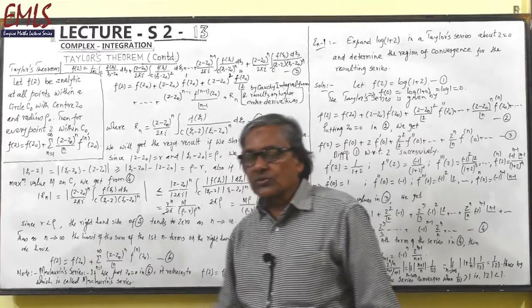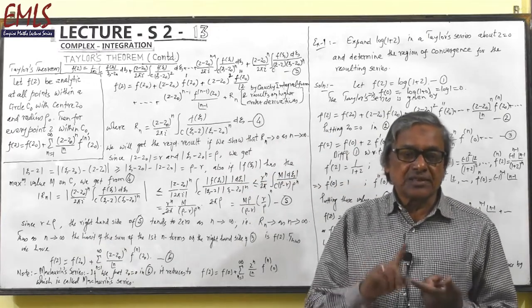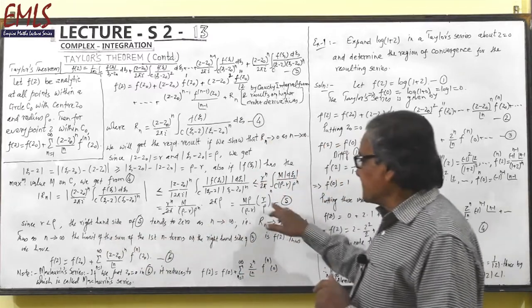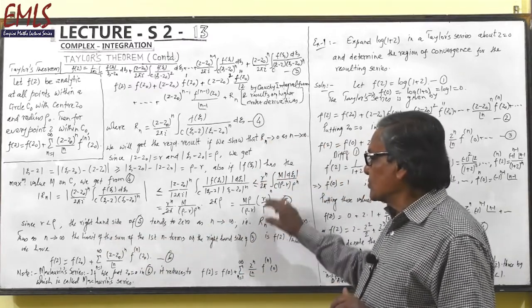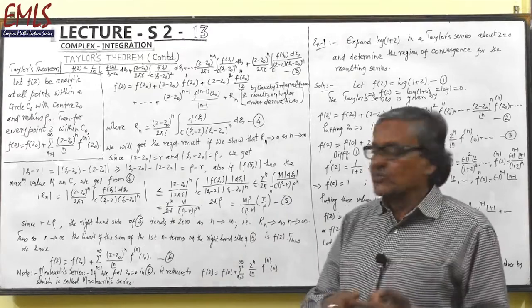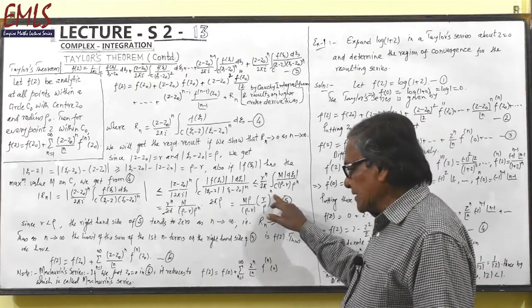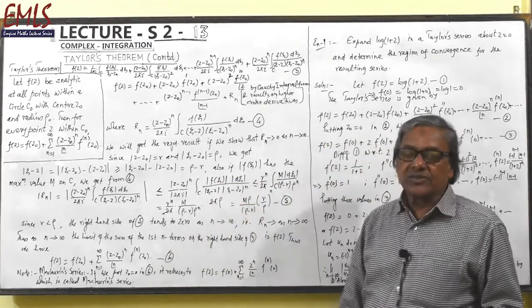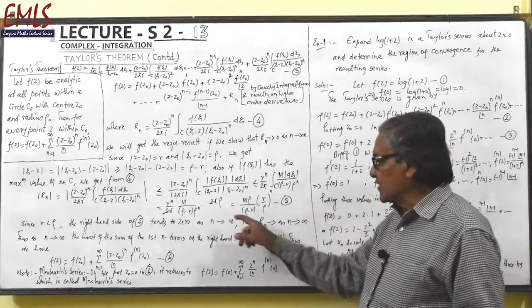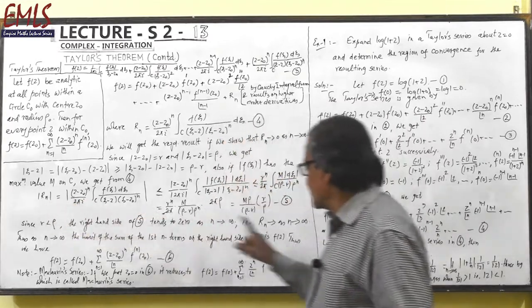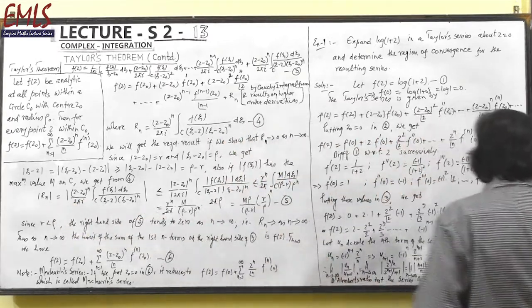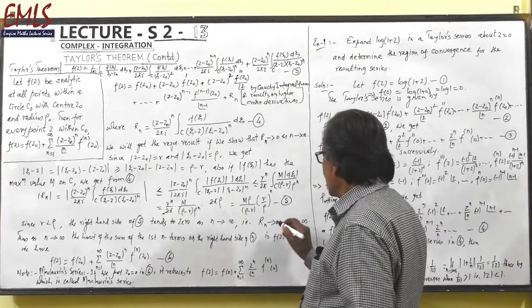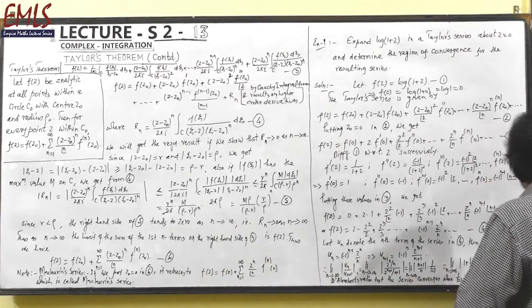Since r is less than rho, as we have already supposed, the right hand side of 5 will become less than 1. So in the limit as n tends to infinity, this entire expression will tend to 0. That is, Rn tends to 0 as n tends to infinity.